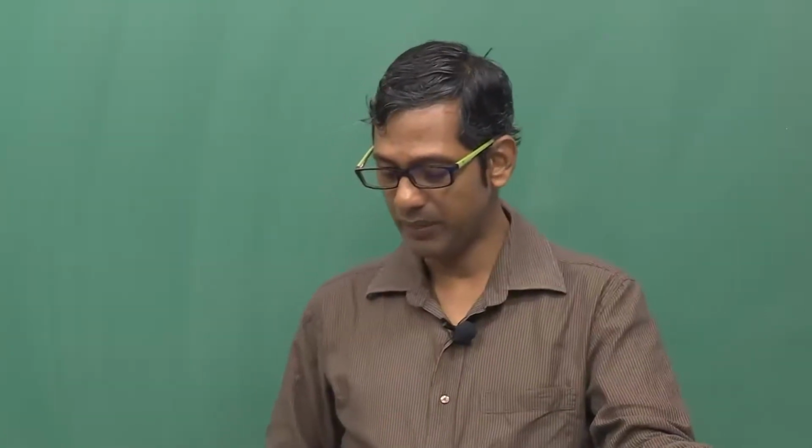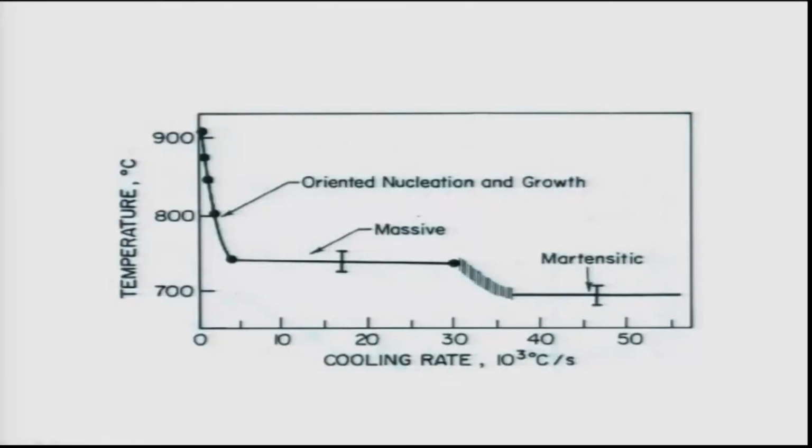So, let us stop it here. I think this again shows a similar thing depending on the cooling rates. This is actually taken from steel, not from the copper alloys. As you see here, if you cool it slowly, you have orientation, nucleation and growth, that is precipitation, and then if you cool it a little faster, you have massive, and then if you cool very fast to a much lower temperature, you get martensite transformation. There is also a region in between massive and martensite, so one can actually access that also.